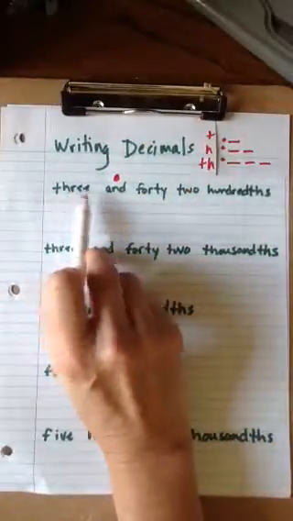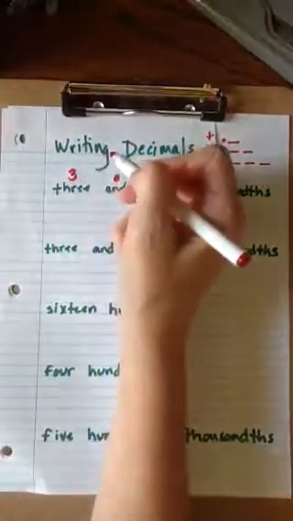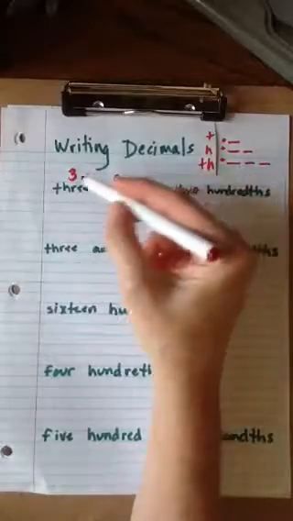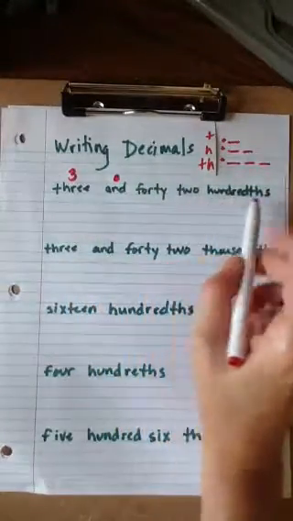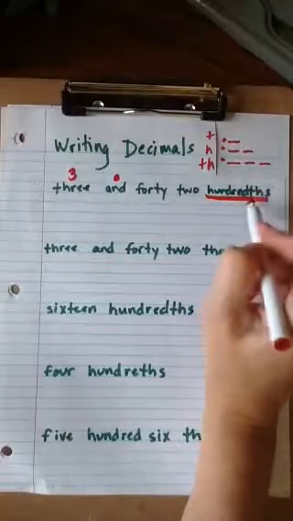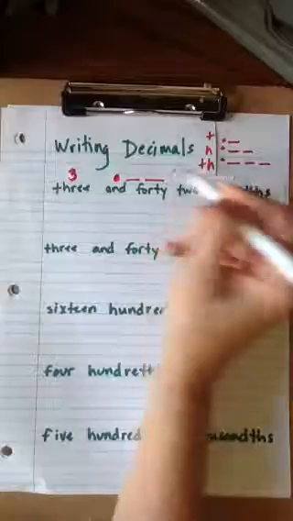Then we're saying we're going to look at the numbers. 3, okay, 3, no problem. That's a whole number. We already know how to write whole numbers. That's not going to be any kind of a problem. Now we're going to say, and 42 hundredths. Hundredths. Look up at the chart. That means we're going to have 2 spaces.